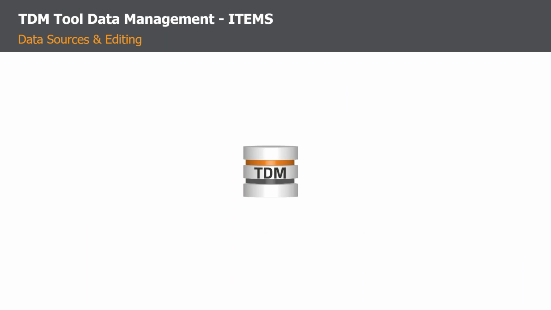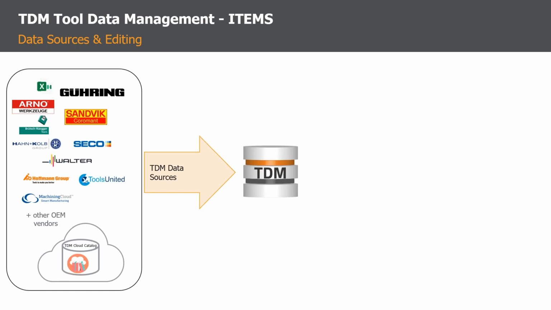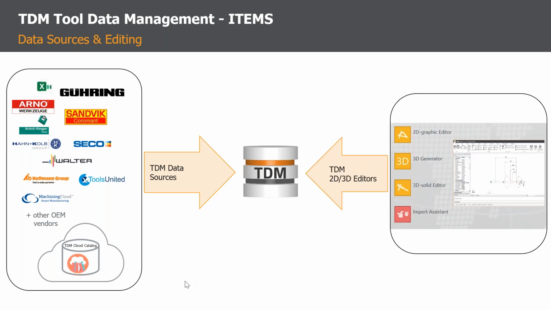So, of course, what I cannot show is step number 1, because we don't have enough time. How do we get the data into the system? Just really quick, there are multiple ways to make sure that the data quality in the tool management system is perfect. We have a web catalog where we can import tools. We have a connection to multiple tool vendors with their catalogs, platforms like Tools United, Machining Cloud, and so on and so forth. If this is not enough, then we have editors, 2D, 3D editors on board to generate data from scratch, to modify data, to optimize data.